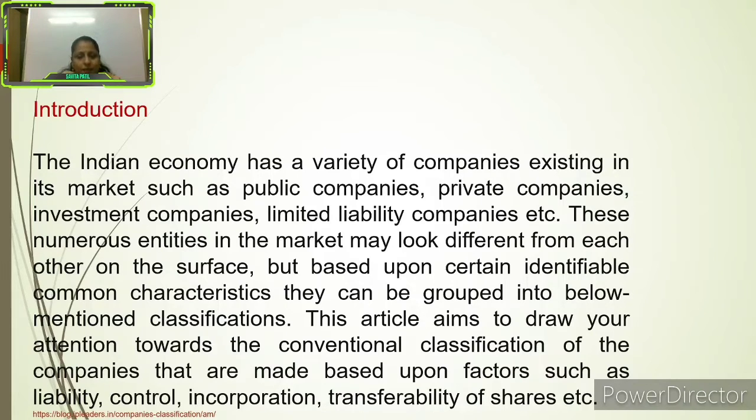In today's class, according to the 1956 Act, what are the various types of companies, and now according to the 2013 Companies Act, what are the various types of companies, that we shall discuss in my today's class.